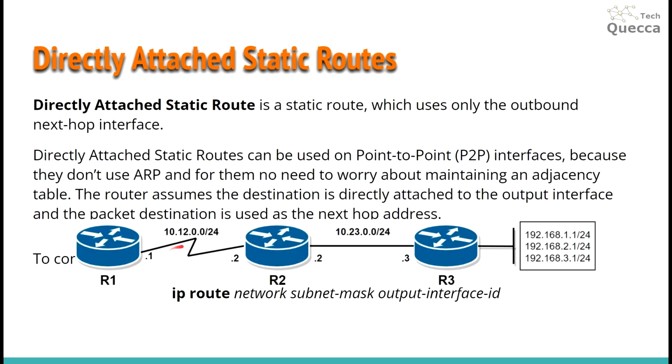Here we have a serial point-to-point link between R1 and R2, and we have networks which can be reachable from R1, and there is a directly attached static route configured on router R1. In this situation, when router R1 needs to access networks from router R3, it doesn't need Address Resolution Protocol, and there are no ARP requests on this router while sending packets. Let's see this.